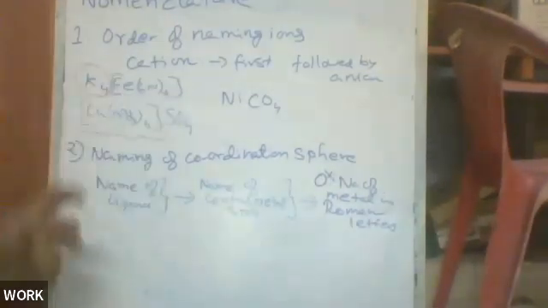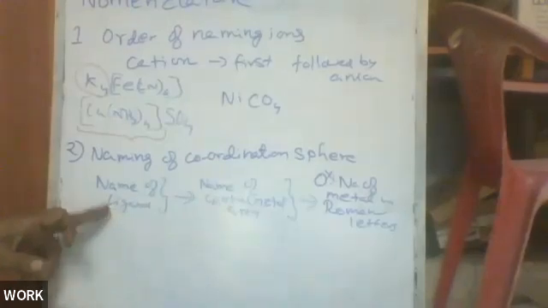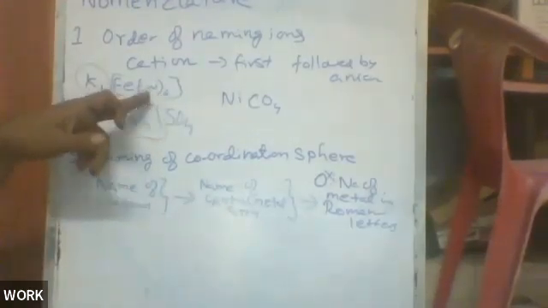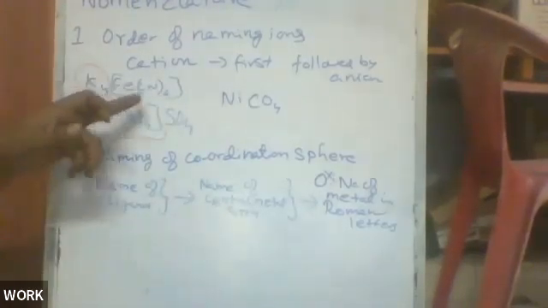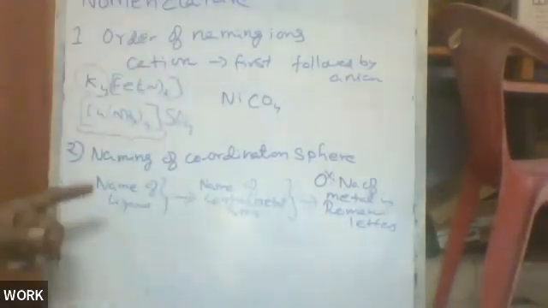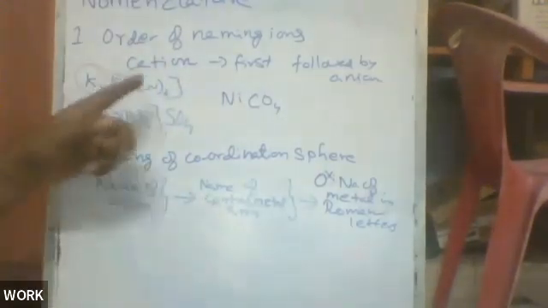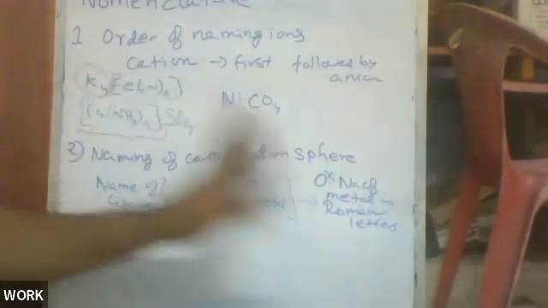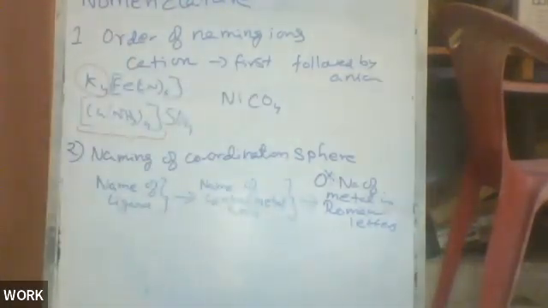Then coming to the coordination sphere, naming of ligands. How do we name the ligand? Hexacyano ion. What is the oxidation state? It becomes 2. Potassium hexacyanoferrate(II). That's all, for the simple case.